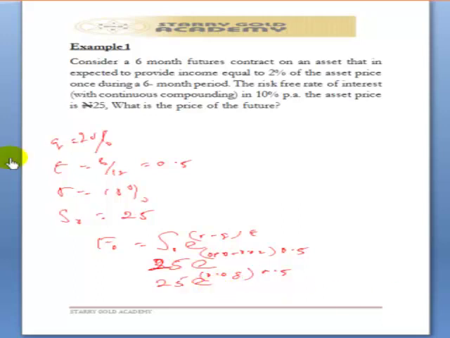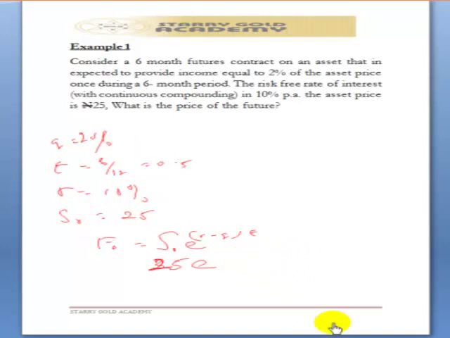Dear students, there's one fundamental error we are about to commit. Please, let's correct ourselves. Let's go back to the question and read carefully. Remember, the question says the income is equal to 2% of the asset price during the 6-month period. That means it is a semi-annual payment. So in that case, we will not use 2%. It is 4% that we use.